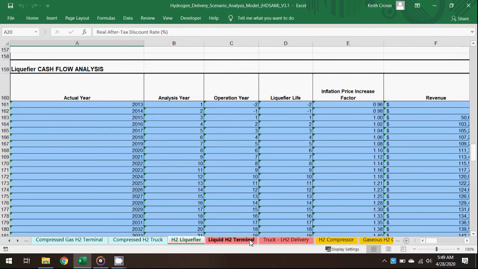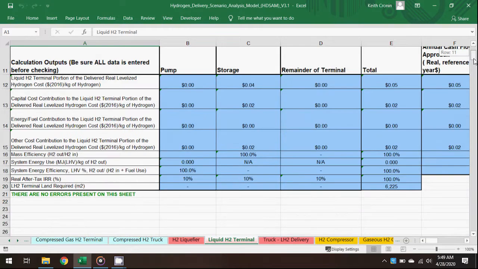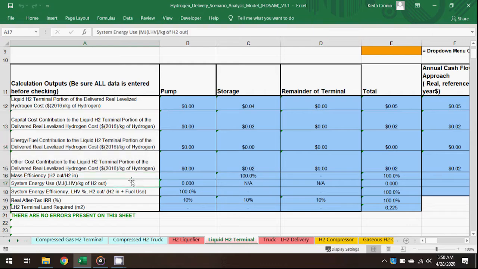Moving to the liquid H2 terminal worksheet, you'll notice that the structure looks the same as that of the H2 liquefier worksheet. At the top, we find the calculation outputs, energy use, and emissions resulting from the process. The primary outputs in these tables are the portion of total delivered real levelized hydrogen cost from the liquid hydrogen terminal process, the broken out capital and other cost contributions to that terminal portion, as well as system energy use and the land required for the terminal.